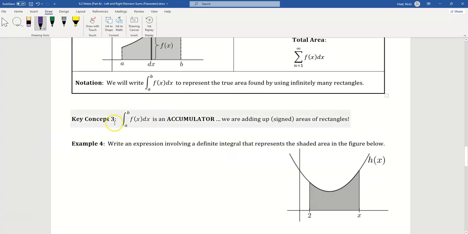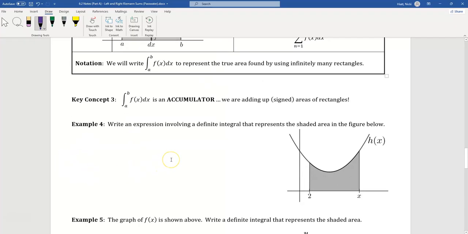So, the key concept here is that this is an accumulator. We're adding up the signed areas of this rectangle. Now, so far, I have only done areas above the curve, so everything is positive. Later, we'll talk about how if we've got places that dip below the x-axis, that area is going to be negative. But that's not going to be necessarily something we have to do today.